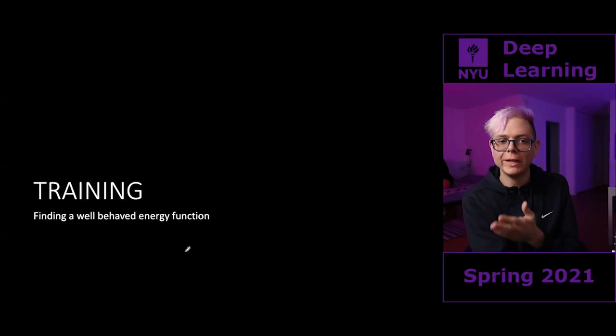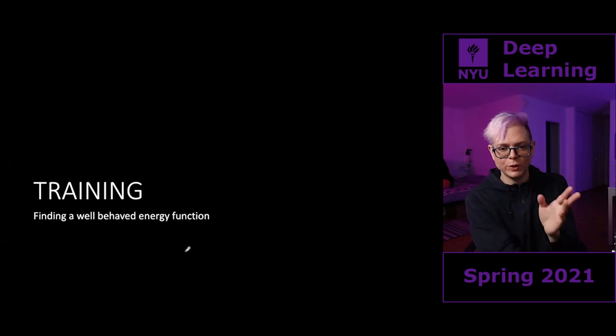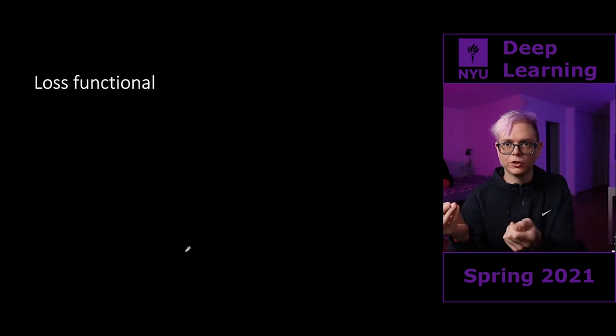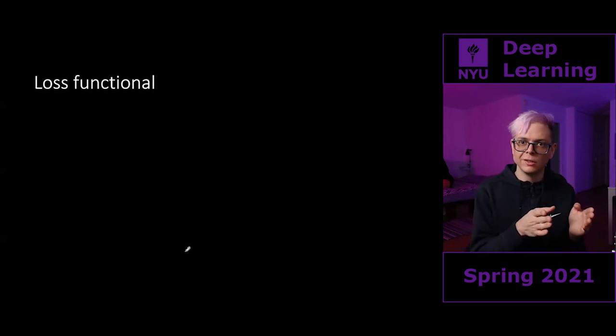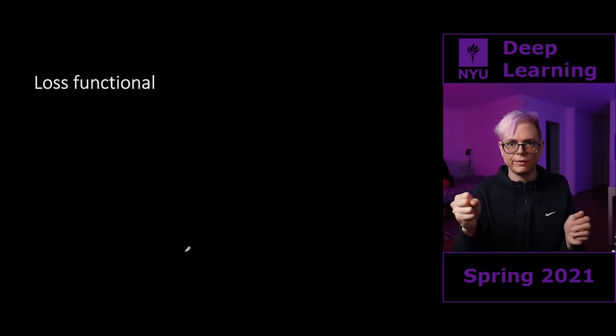So moving on, we see how we train the system. What does training mean? Find the parameters. So let's see how we find the parameters: finding a well-behaved energy function, which is parameterized by the parameters of the model. Loss functional. What is a function? What is a functional? A functional gives you a value given a function as input. So a functional is a scoring mechanism, a scoring object for my energy function, because we have an energy function and I want to tell you how good or bad it is.